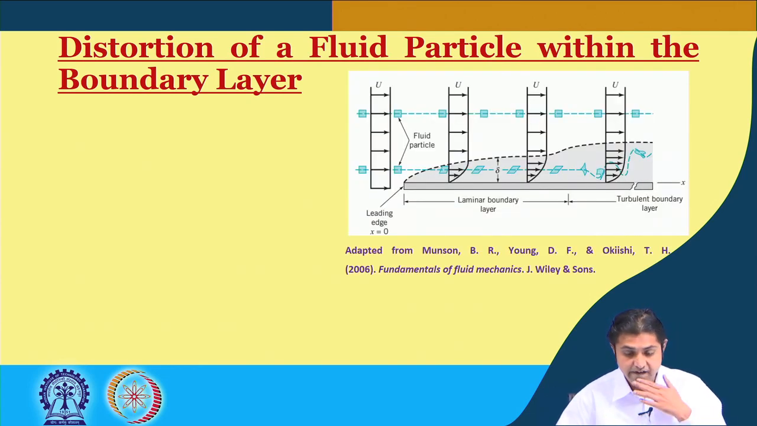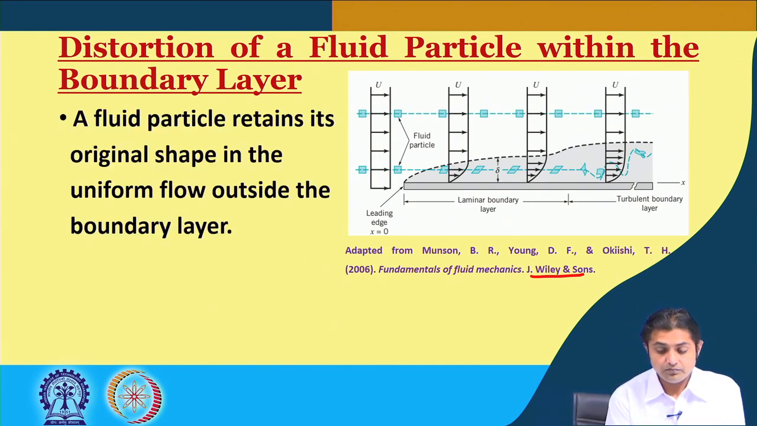Now, we will talk about another phenomenon, that is distortion of a fluid particle within a boundary layer. What happens? This figure has been taken from Munson, Young and Okiishi's Fundamentals of Fluid Mechanics, published by Wiley and Sons. So, what it says is that the fluid particle retains its original shape in the uniform flow outside the boundary layer.